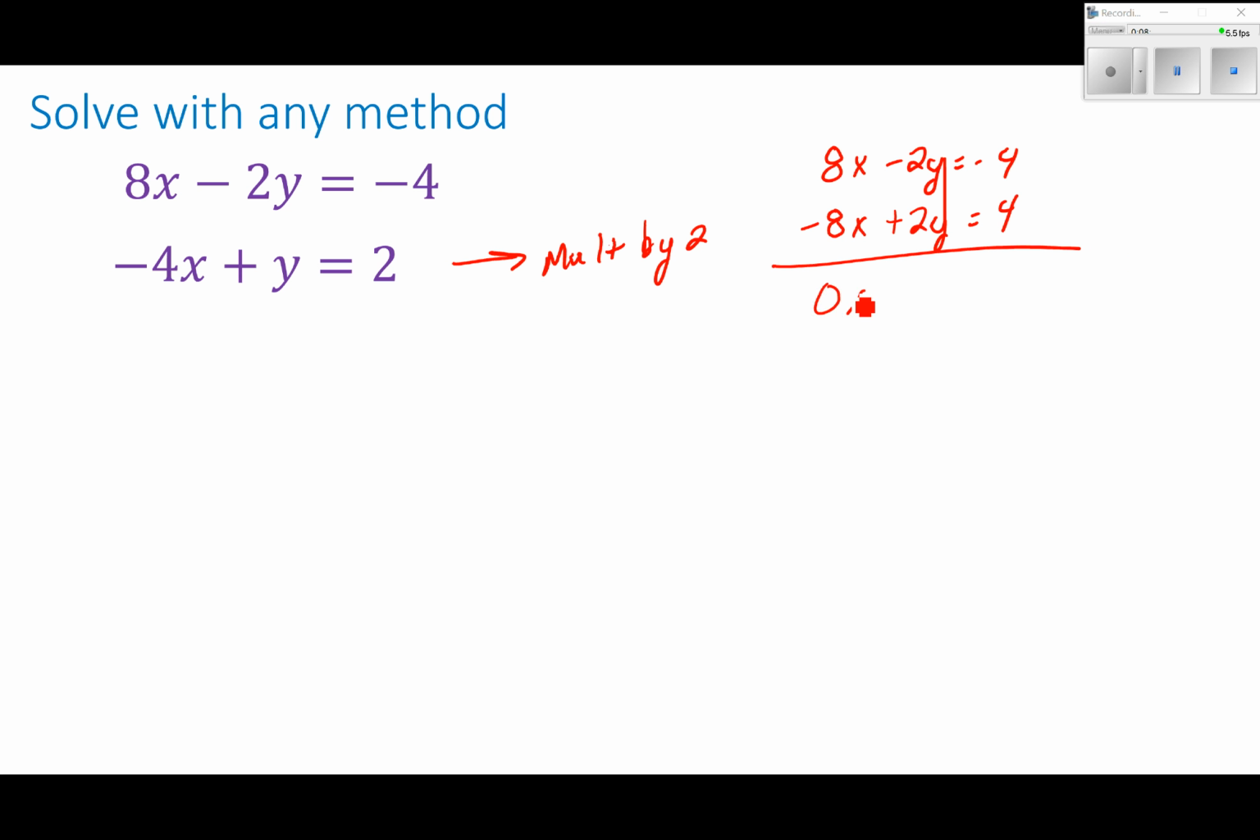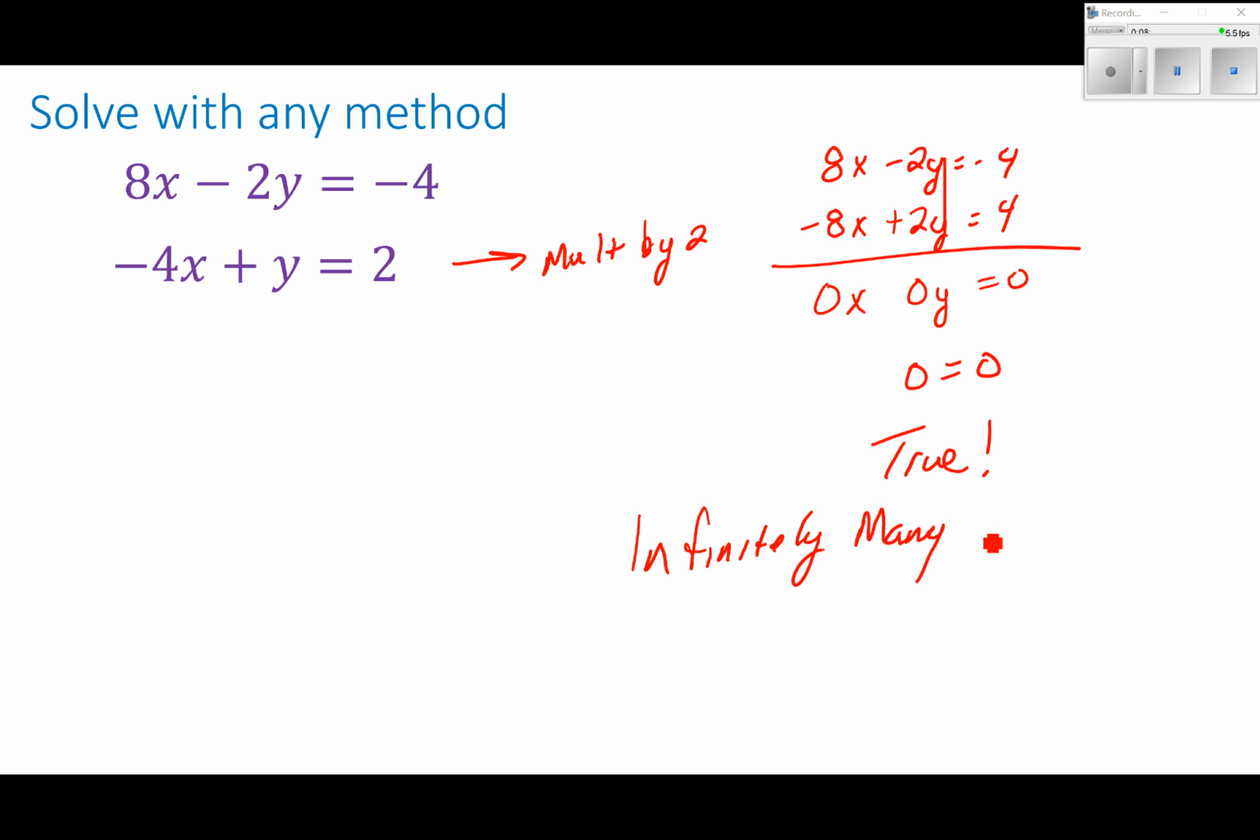This one I get 0x. I end up with 0y equals 0. But what this is saying is 0 equals 0. This is true. 0 does equal 0, so this one is true. This is a consistent system, and this one will have infinitely many solutions.